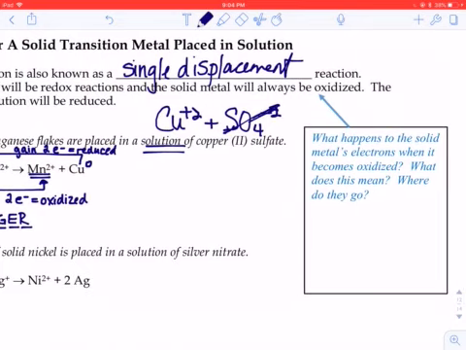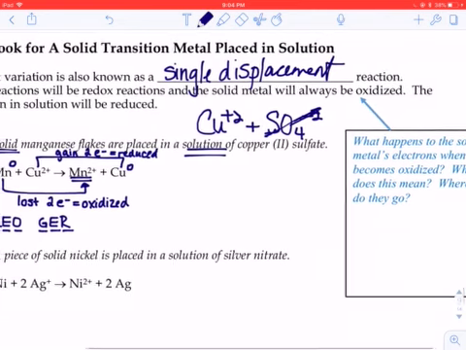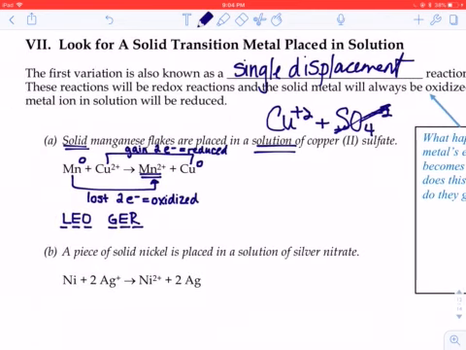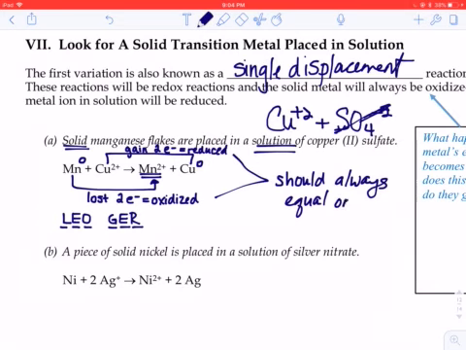So that's what this part over here says. What happens to the solid metal's electrons when it becomes oxidized? What does this mean? Where did they go? It means that during the course of the reaction, when we say the manganese lost 2 electrons, that it was oxidized, again, like no magic wands, they had to go somewhere. So where did they go? They went to the copper. The copper gained those 2 electrons. Your total lost and total gained should always equal one another, because it's the same 2 electrons that they're talking about.